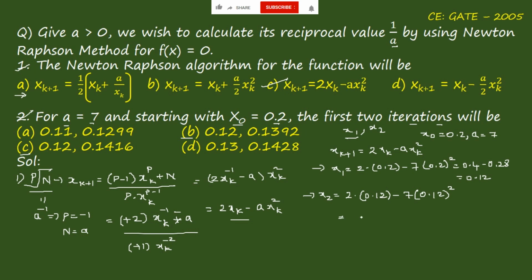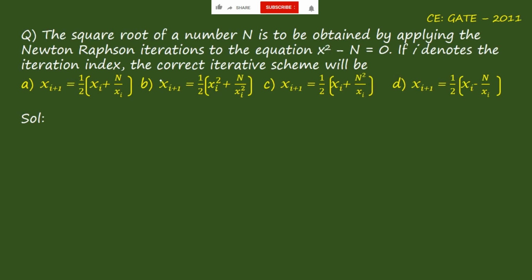We get the value using a calculator, which is 0.1392. So the answer is option B. I'm going to the next question.